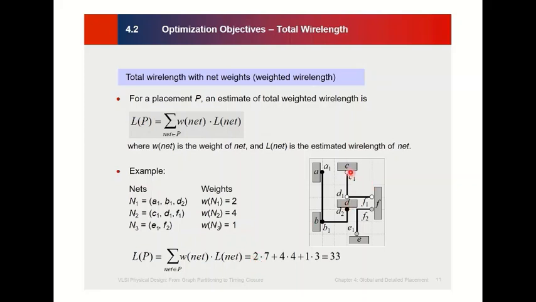Similarly, for net N2, the actual length is only 4. 1, 2, 3, 4. But because it has a weight of 4, the total wire length we consider it to be is 16, 4 times 4. And for this one, the length is 3, the weight is 1, so the total wire length is 3. So in this example, the total wire length, including the weight, is 33.